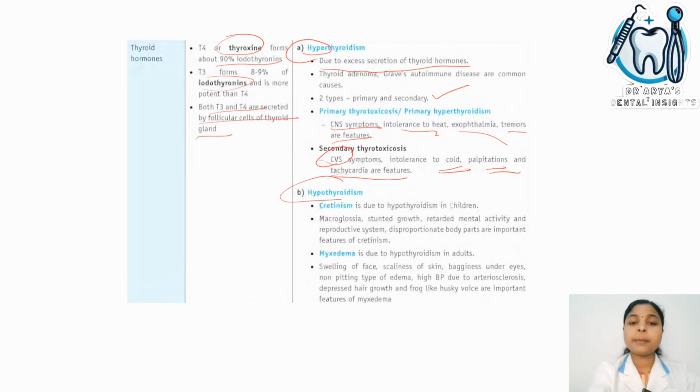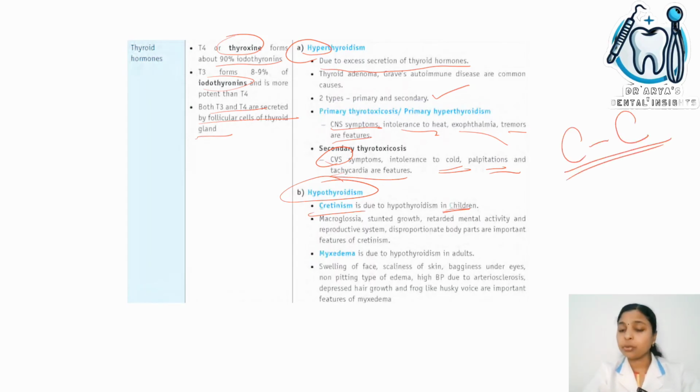Then coming to the hypothyroidism, cretinism is due to hypothyroidism in children. So this is one mnemonic. That is, cretinism is due to hypothyroidism in children. Macroglossia, stunted growth, retarded mental activity, and reproductive system, disproportionate body parts are important features of cretinism.